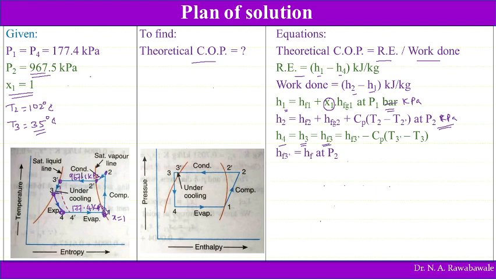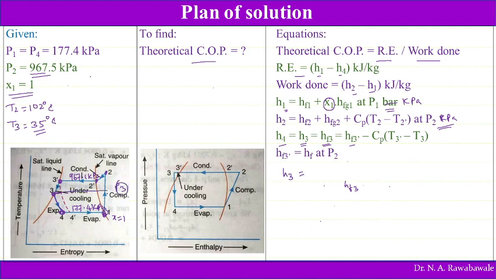We don't know pressure at this point, only temperature. So from this temperature we can find out the enthalpy drop. HF3 we know, from HF3 dash minus Cp into (T3 dash minus T3). Actually HF3 can be taken from the steam table, or H3 can directly be obtained from the steam table. But to know H3 we must know pressure at point 3, so pressure P3 is not known.